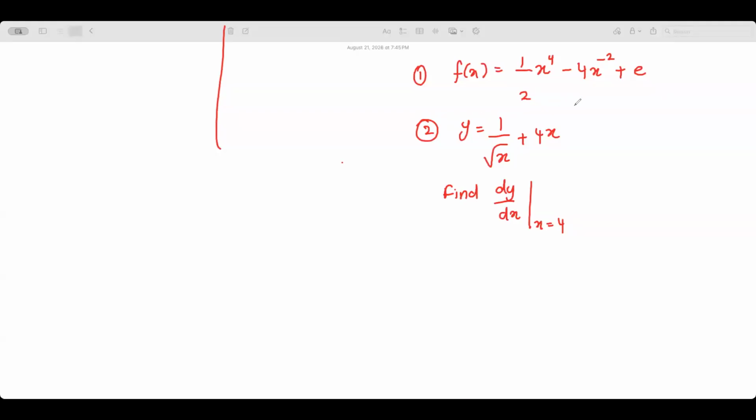Here you know what I want to find. I didn't tell you. Find f dash of 3. So what are they asking? f dash of 3 means what? Find for this function, when x equal to 3, the slope of the tangent at that point, x equal to 3. That's what they're asking.